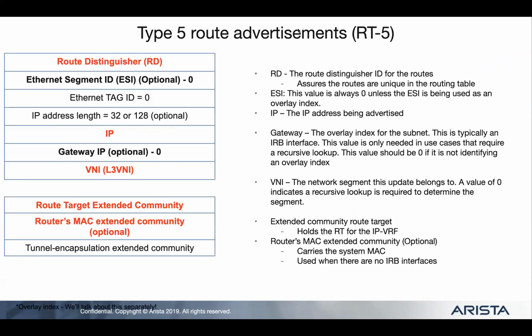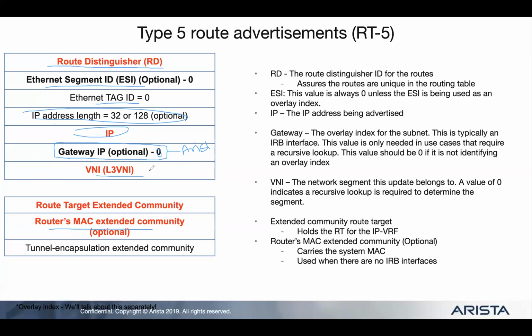So again, this is the packet format: route distinguisher, Ethernet segment is 0, tag is 0. In this case, IP address subnet mask and IP address subnet. Gateway is 0. If you remember, when we discussed the type 5 route, there was a question of why. The gateway is always 0 in the Arista implementation because we advertise this router MAC, not the gateway of the origin.